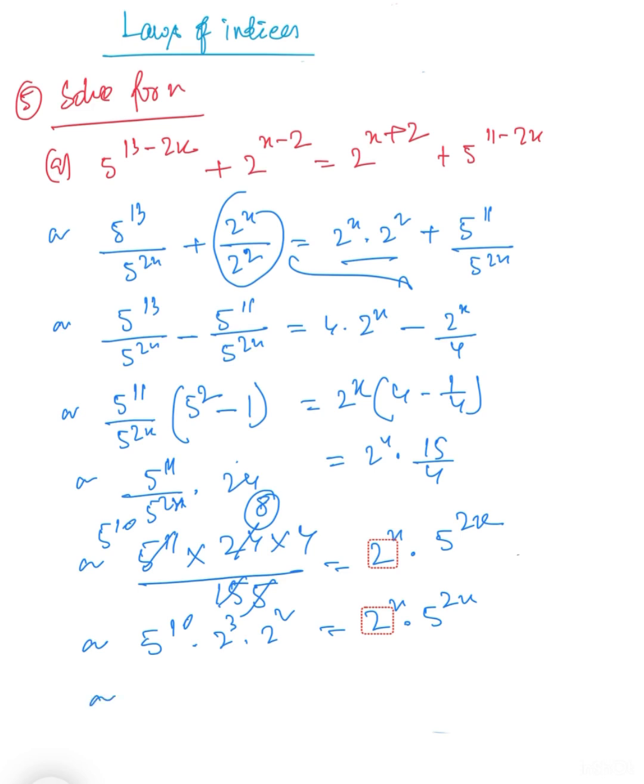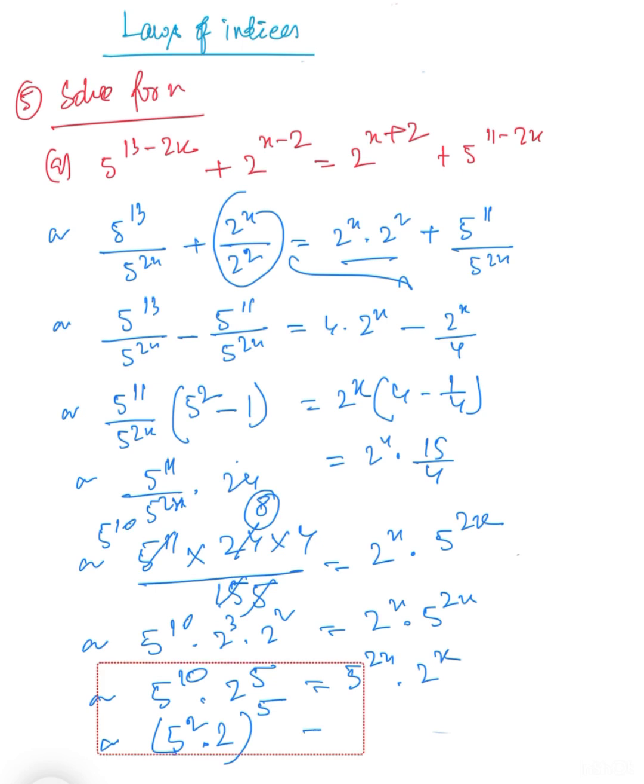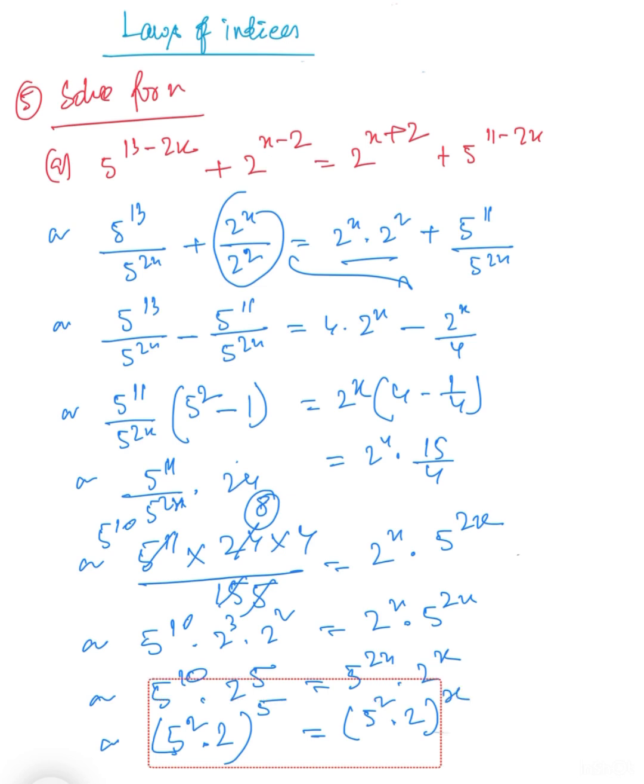Or if you make the power same, that is 5 to the power 10 into 2 to the power 5, if you make the power as 5, so within bracket you can take that 10 is 5 square into 2 whole to the power 5. So it becomes 2 into 5 10 and 1 into 5 5. Here also 5 square into 2 whole to the power x.